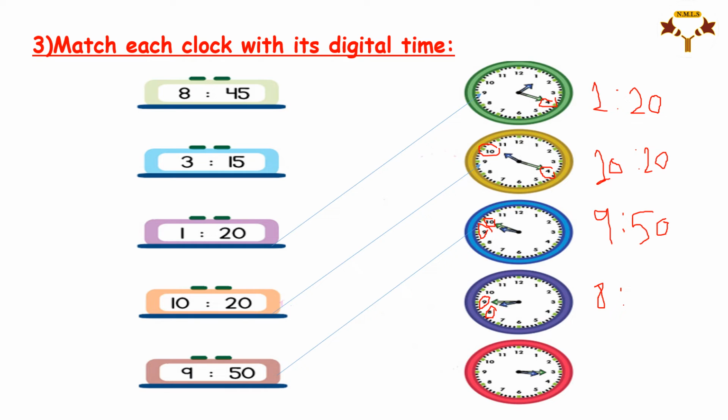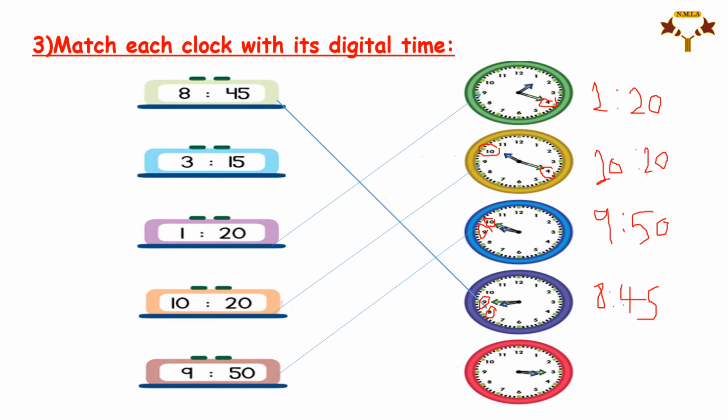Then we start from 1 and skip counting by 5. 5, 10, 15, 20, 25, 30, 35, 40, 45. Then we have 45 in minutes. Then the time is 8 and 45 minutes.